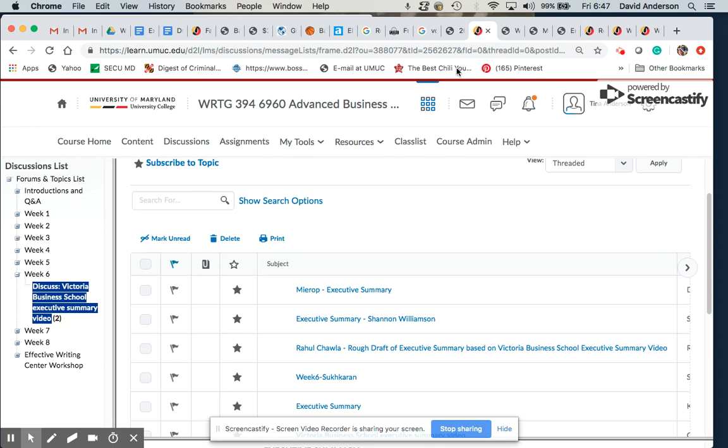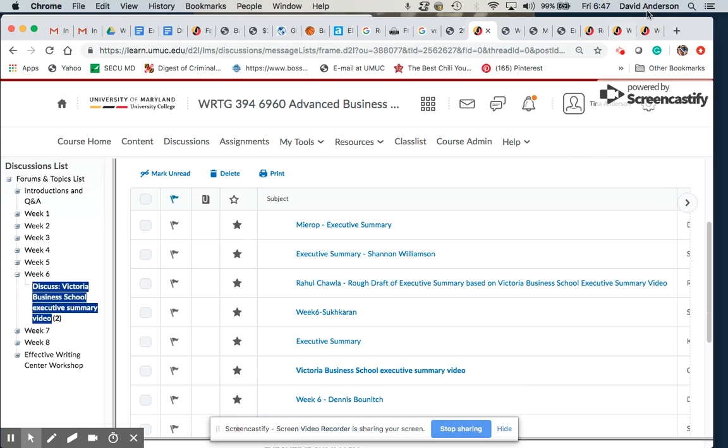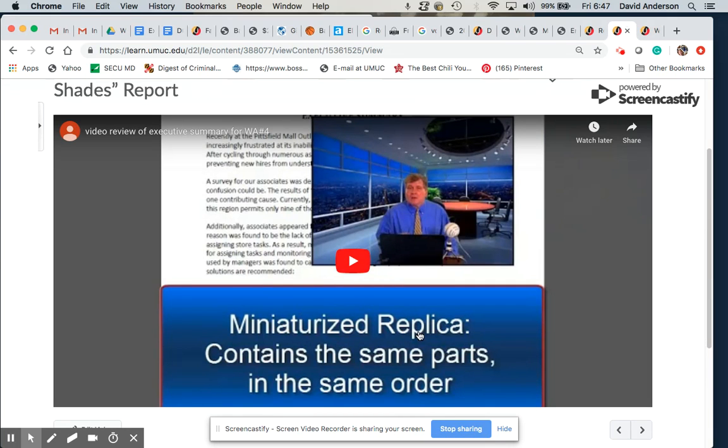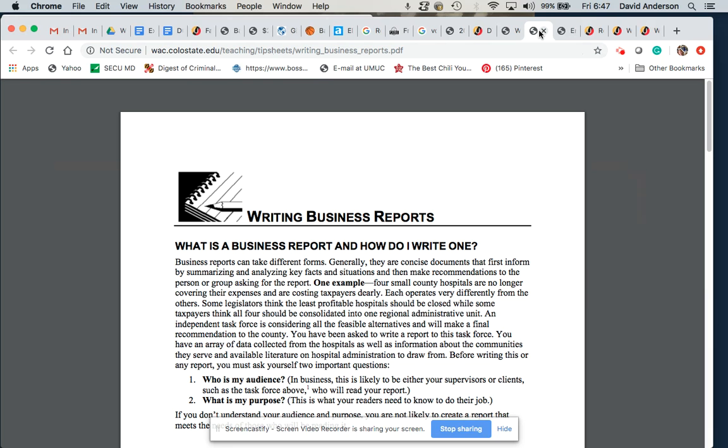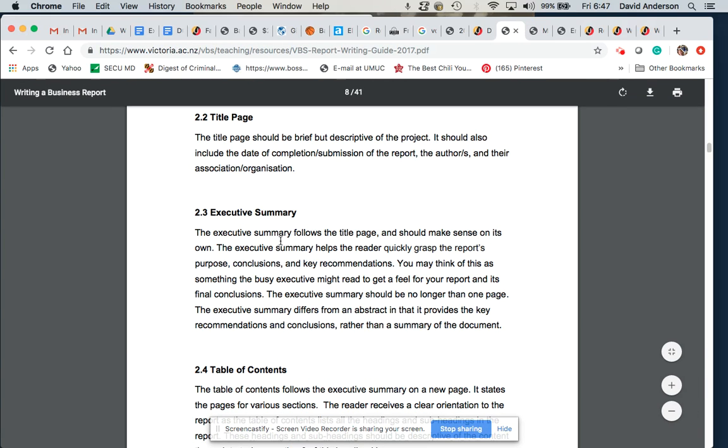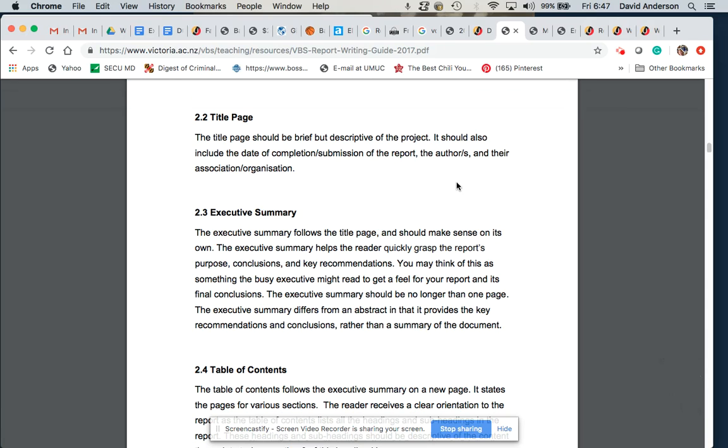I apologize in advance. I have all of these tabs pulled up, ready to share some additional information. So remember, the executive summary is the miniature replica that contains the same parts in the same order. Here we go, the executive sample from the Victoria Business School, located in the resources section. It follows the title page. It makes sense on its own. It gives the reader a quick grasp of the report's purpose, conclusions, and key recommendations.